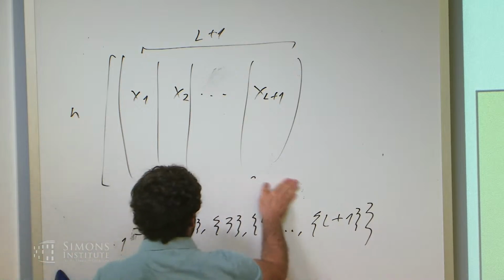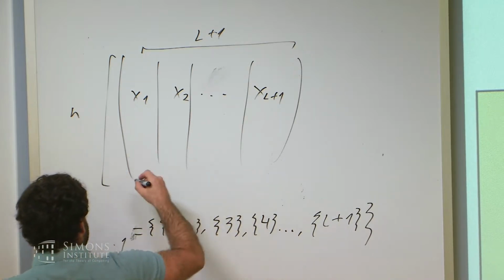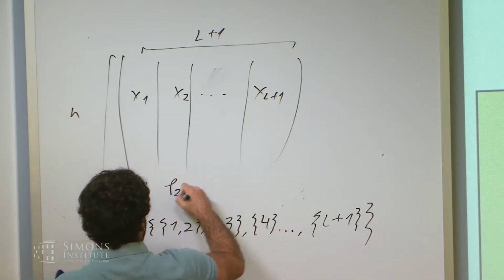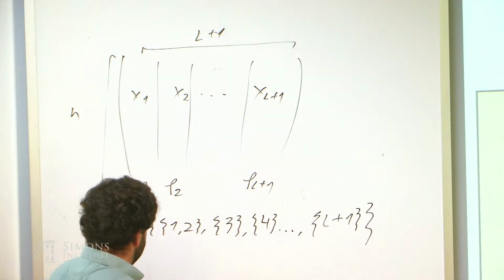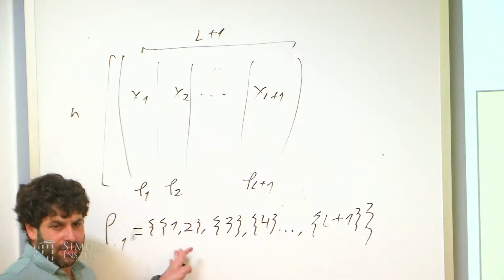Let's not call them p. Let's call them, just because I don't want to confuse these p, let's call them phi. Phi1, phi2, phi plus 1. And now, the first partition says something like this, okay?